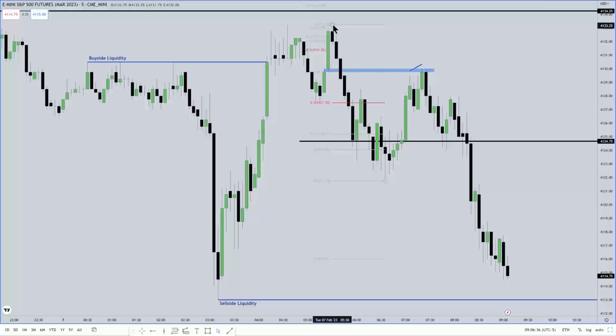So that's how we go through the process of looking for the right fair value gap. Now, if there's no volume imbalance, or if there's no fair value gap here on the other side of the displacement leg, then I'll use the first fair value gap above the equilibrium. And then there it is.